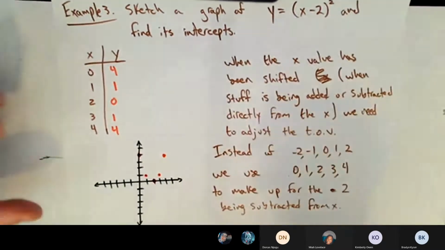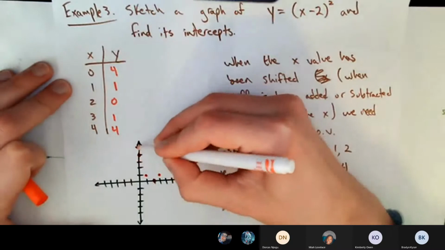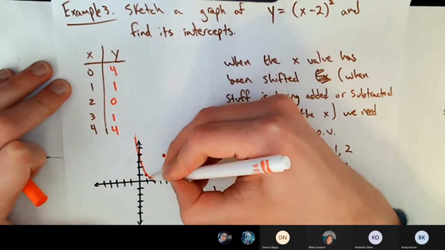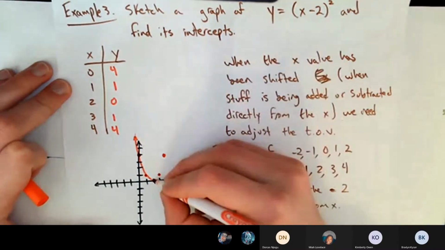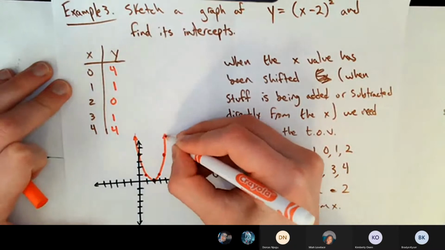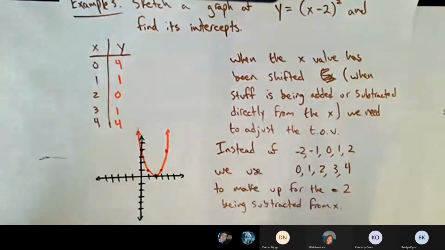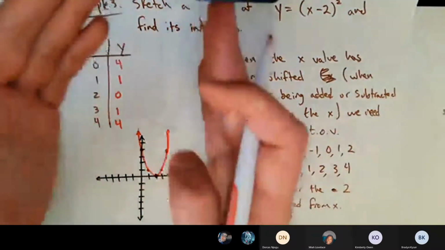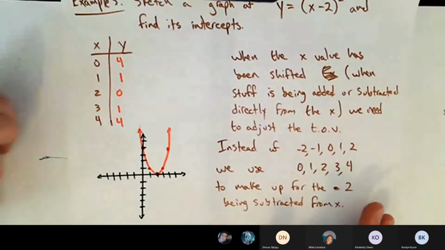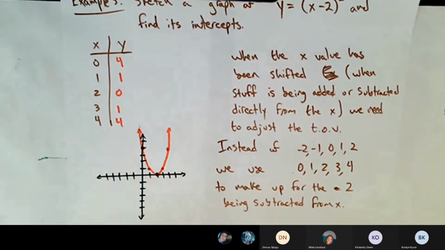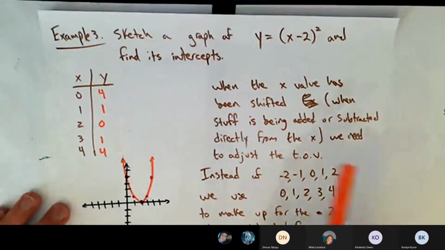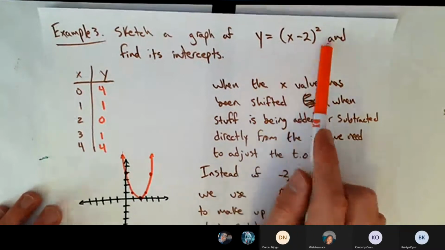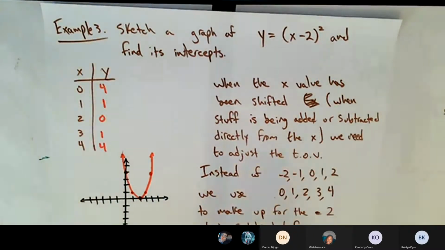Okay, so we're seeing this symmetric nature here where it's acting like this on one side and like this, and it gets steeper and steeper the further we go out, right? It's going steeper and steeper. And there it is. There's the shape of y is equal to x minus 2 all squared from our table of values.